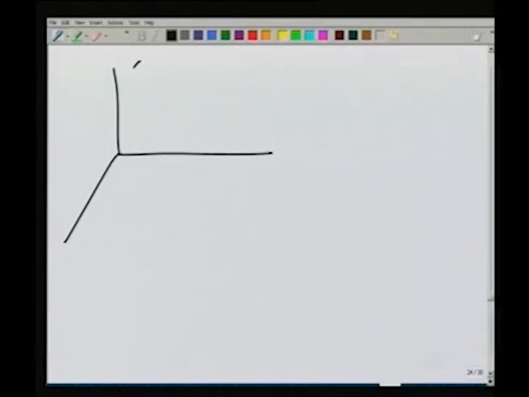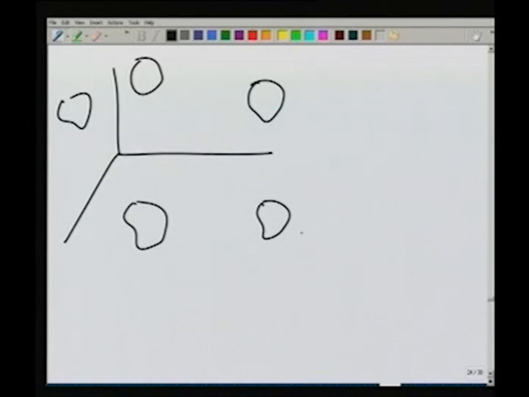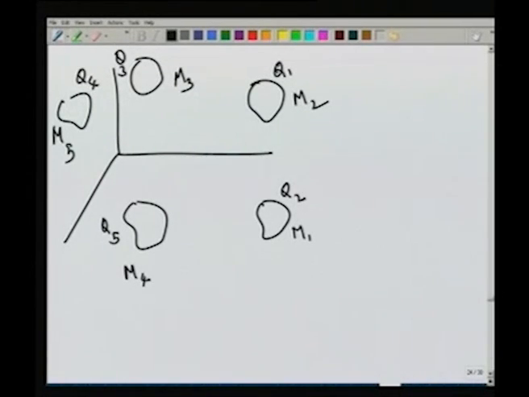Now, let me first of all draw a picture and then show you how it looks like. So, this is another conductor, this is another conductor. So, I have, let us say, 5 conductors, M1, M2, M3, M4, M5. This carries a charge Q1, this carries a charge Q2, Q3, Q4, Q5. Now, correspondingly, there is a surface charge density sigma 1 here, there is a surface charge density sigma 2 here, there is a surface charge density sigma 3, sigma 4 and sigma 5.